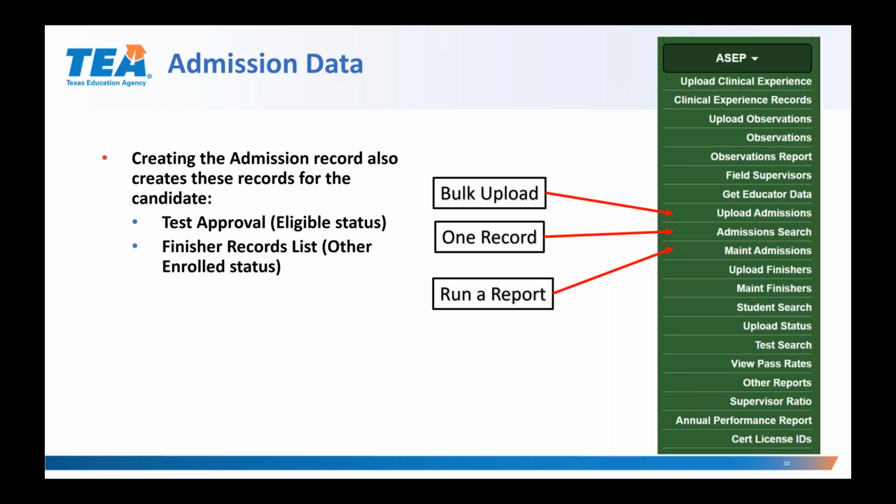In the upload file, you'll add a row for each certificate. When creating the record manually, you can select up to 4 certificates from the drop-down lists. For example, if you're admitting the candidate for core subjects with STR EC6, and the candidate will also be pursuing certification in special education EC12, you would list both of those certificates in the admission record.